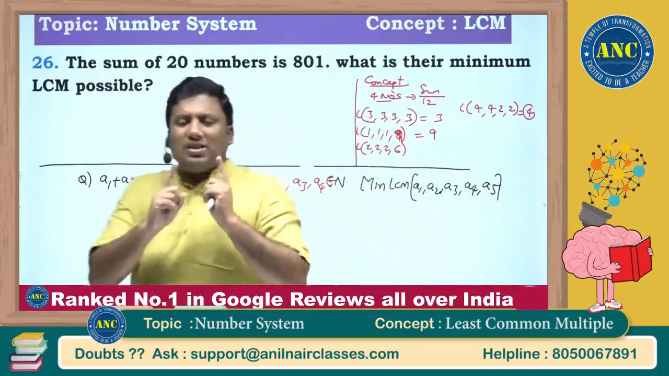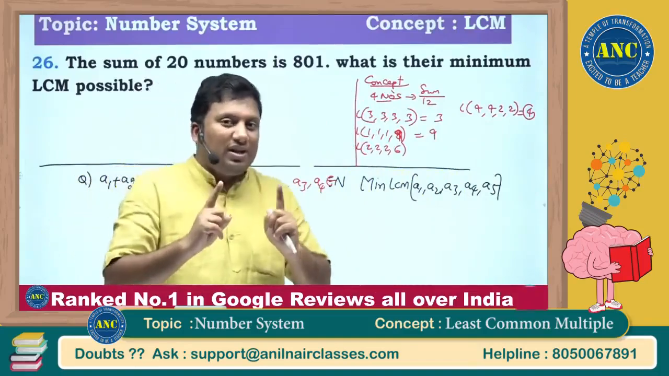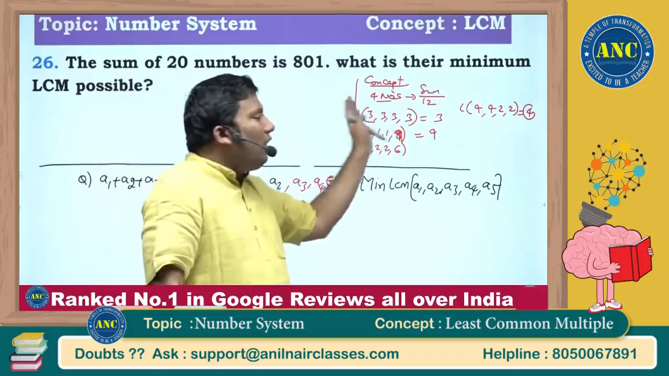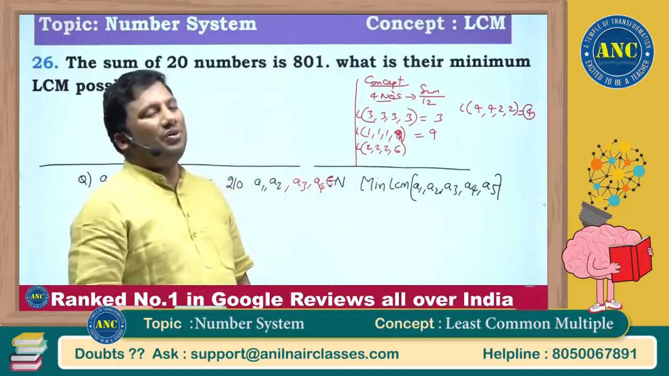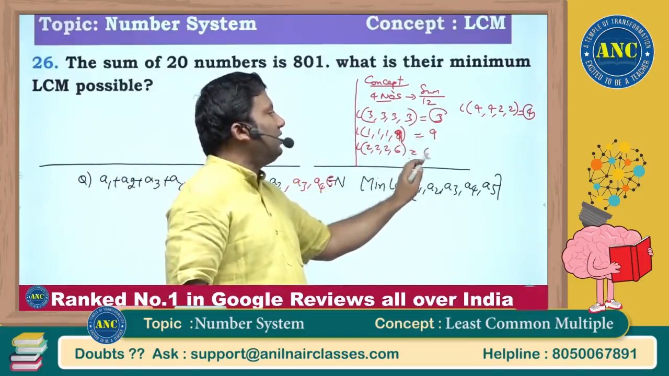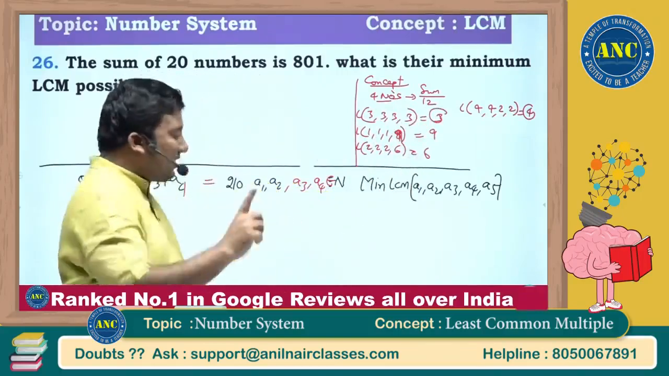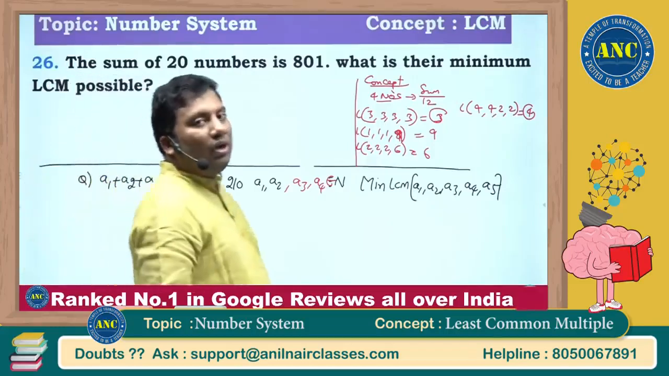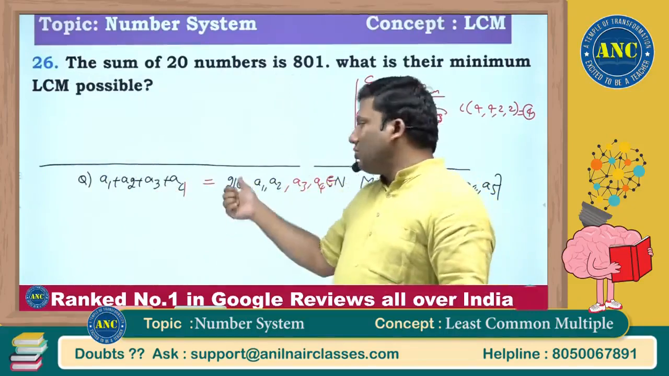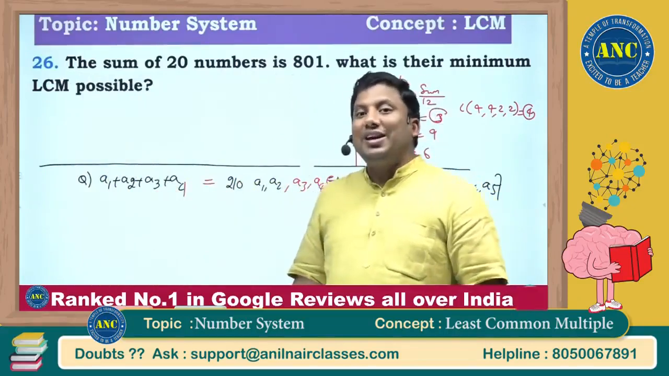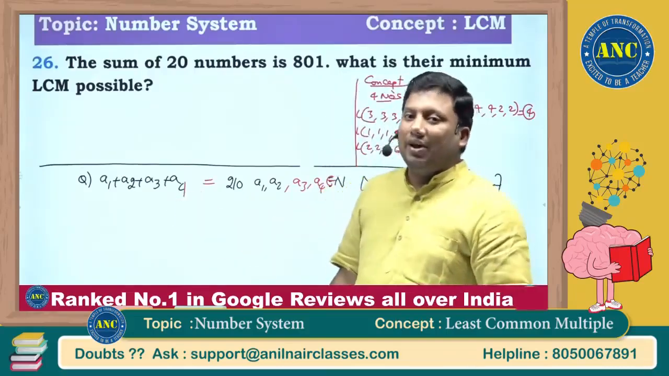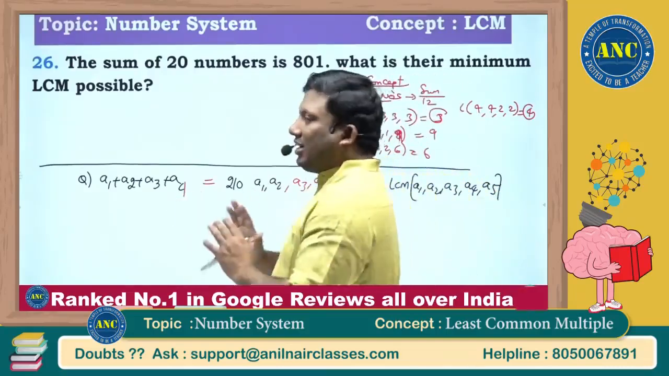What did you observe for this example? The sum of 4 numbers is 12. I want the minimum LCM. Minimum LCM is obtained when all the numbers are equal. Yes or no? The lowest I got is when all the numbers are equal. Exactly that is the reason I removed A5 here. If all the numbers are equal, 4k equals 210, but 210 is not divisible by 4. That's exactly the reason why I gave this question to you. I hope this logic is clear.